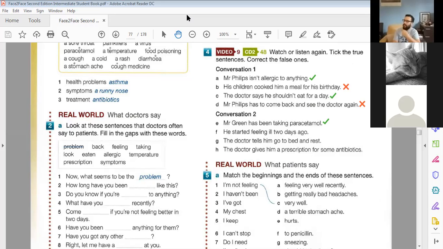Okay, when did he start feeling ill? Was it 2 days ago, or was it 3 days ago? 3 days ago. Correct. Not 2, exactly. All right, so that's false.